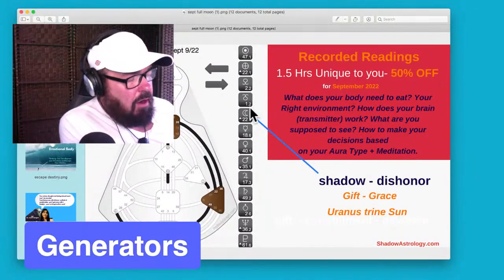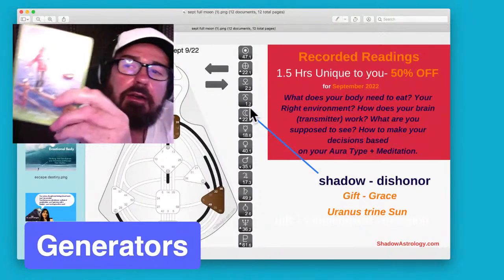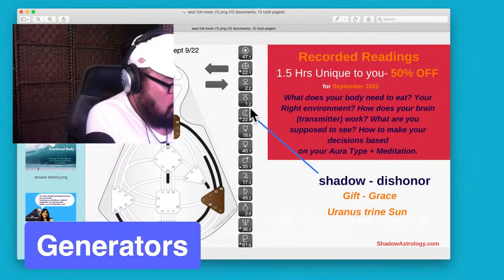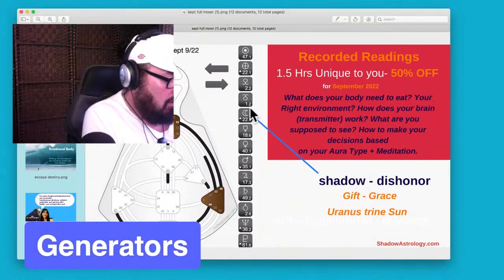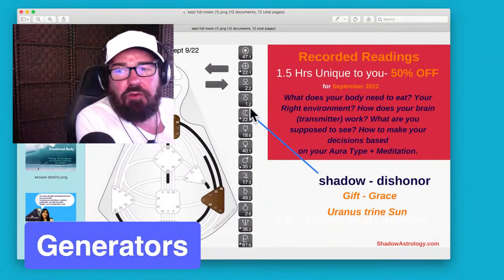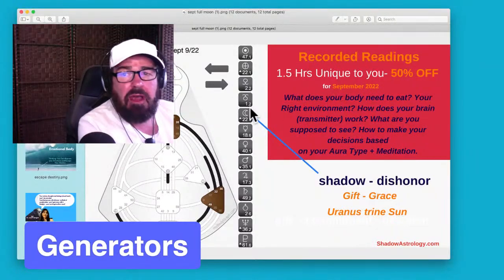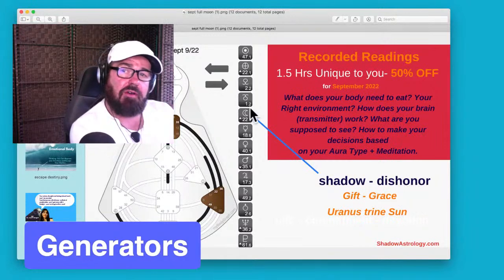So the generator's got the Two of Earth right there, or the Two of Pentacles. And this is going back and forth on something. And as soon as you're back and forth, that's when you know that you're in the mind. Because that's what the mind does. It goes back and forth.